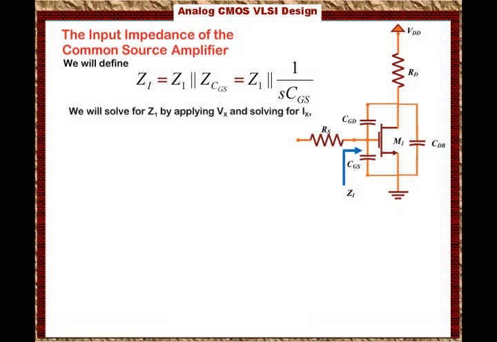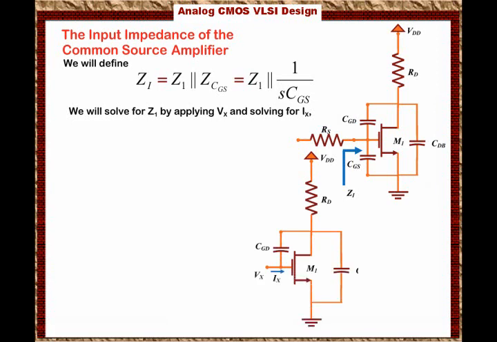So basically Z1 is looking into the transistor after the gate to source capacitance. So now we will solve for Z1 by applying Vx and solving for Ix. We are applying a test voltage and solving for the test current. Basically, that's one of the techniques that we can use to solve for the equivalent impedance at the input.